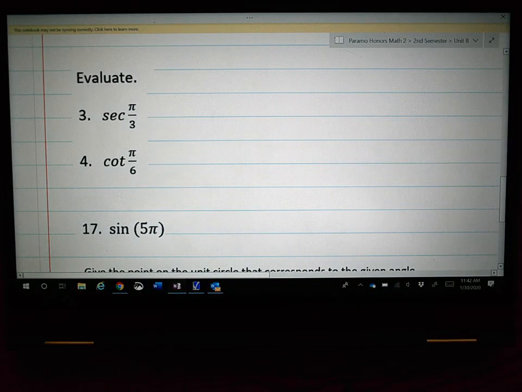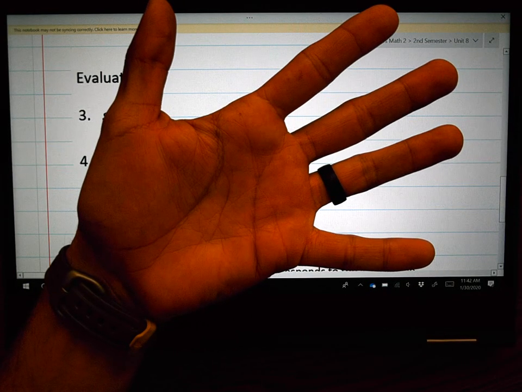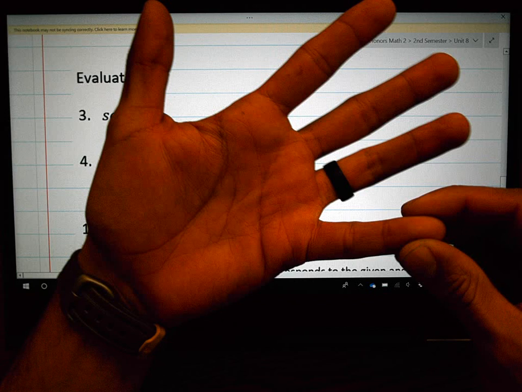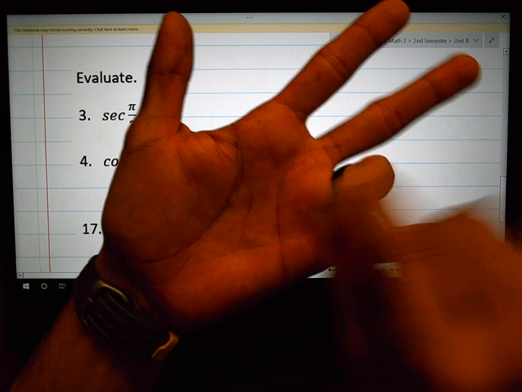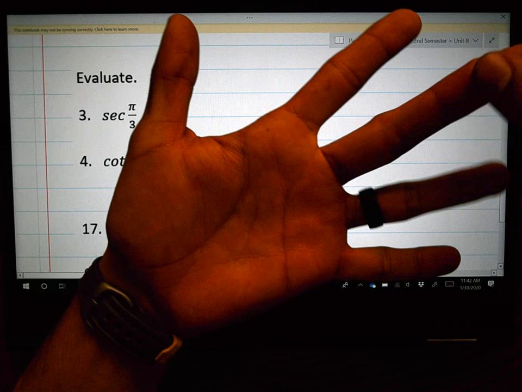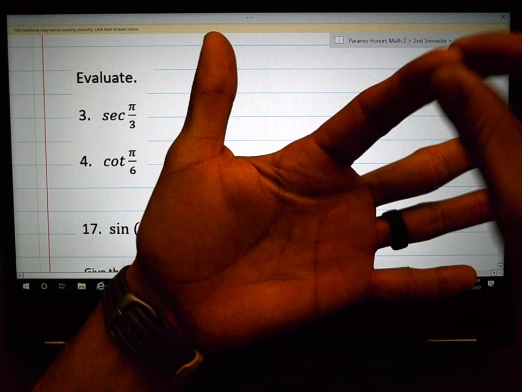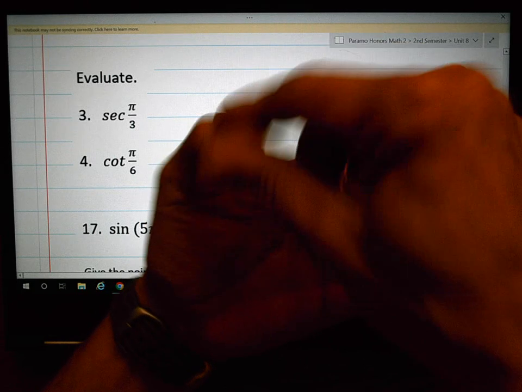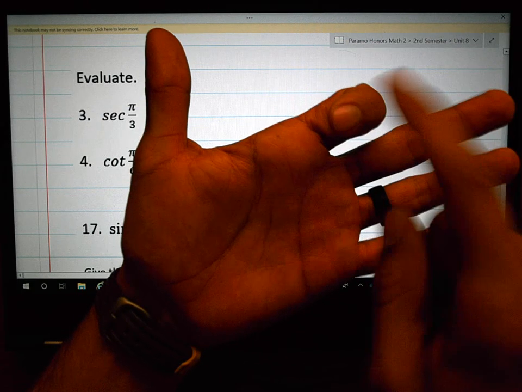Here we go. Let's do some problems. The secant of pi over 3. You should be able to figure it out. If you need to review what we covered in section 6, it was 0 radians, pi over 6 radians, pi over 4 radians, pi over 3 radians, pi over 2. Those are our reference angles. This is pi over 3.